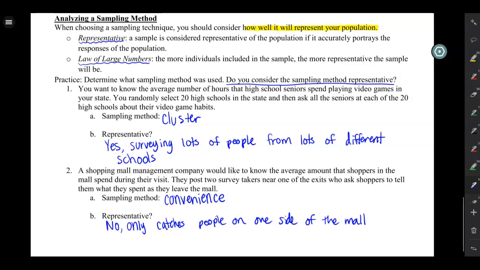The other thing is that this example doesn't really give us a lot of information about how many surveys they're collecting. So we want to think about how many people we're putting in our sample and whether that is enough people to accurately represent the size of our population.